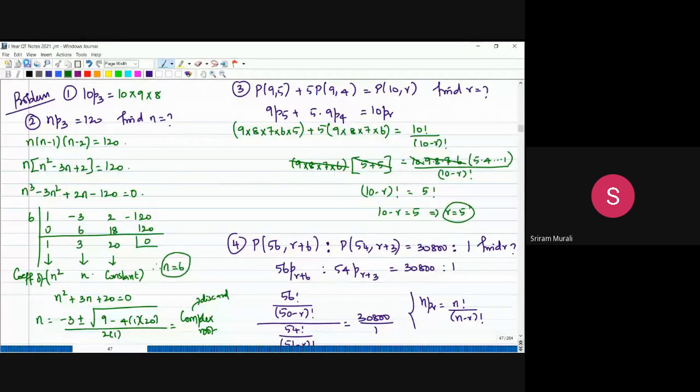Have you all understood? Sir, can you repeat it again? What is there to repeat? I just took 9, 8, 7, 6, 5 as a common factor. 5 plus 5 is 10. All the terms get cancelled. What is there? Just cross multiply 10 minus r factorial. Equate factorial on both sides. You get r is equal to 5. I did all the steps. I didn't skip any one step. Is that clear?